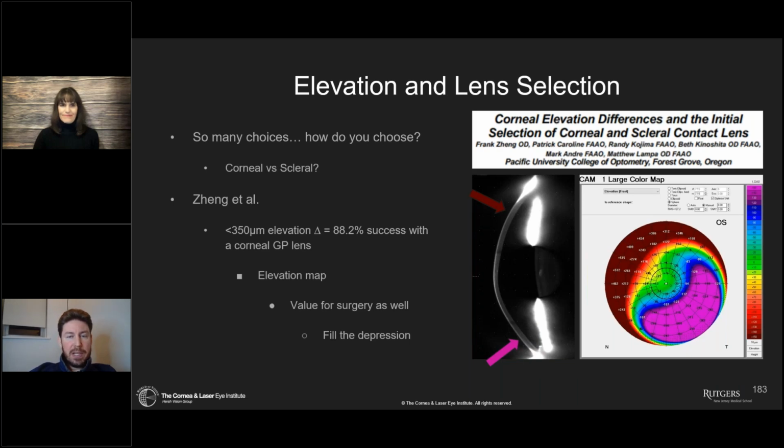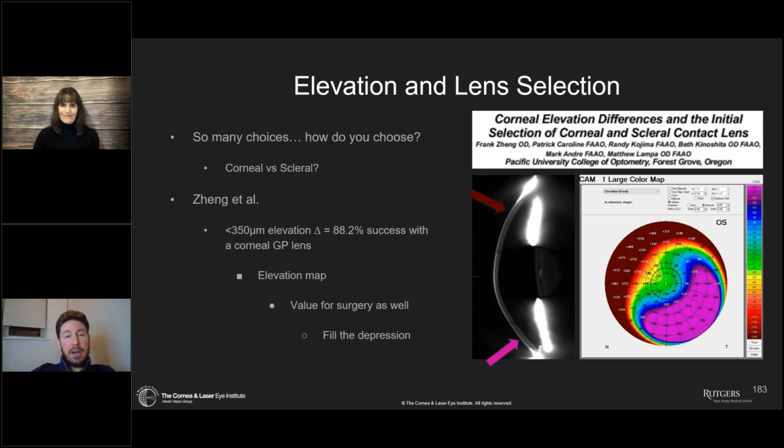And Frank Zhang's work: how do you choose between a corneal gas perm and a scleral lens? Looking at the elevation differences between the top and the bottom of the cornea. Again, that asymmetry that we were talking about before. We can create a more symmetric corneal shape, we can thus create less of a variation there and be more successful in gas perms.